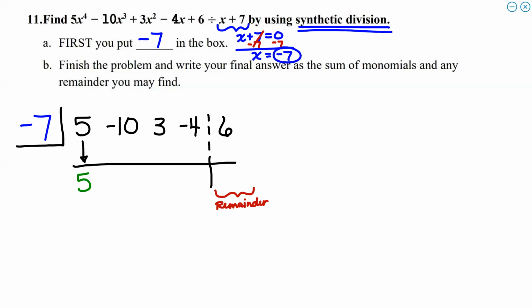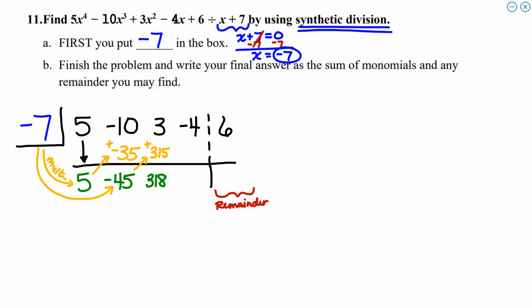Then what? -7 times 5. So I'm going to multiply this. What is -7 times 5? -35. And I add these pieces together. What is -10 plus -35? -45. What do I do after that? -7 times -45. That's kind of big, isn't it? 315. And I add that to the number up above, which gives me what? Gives me 318.